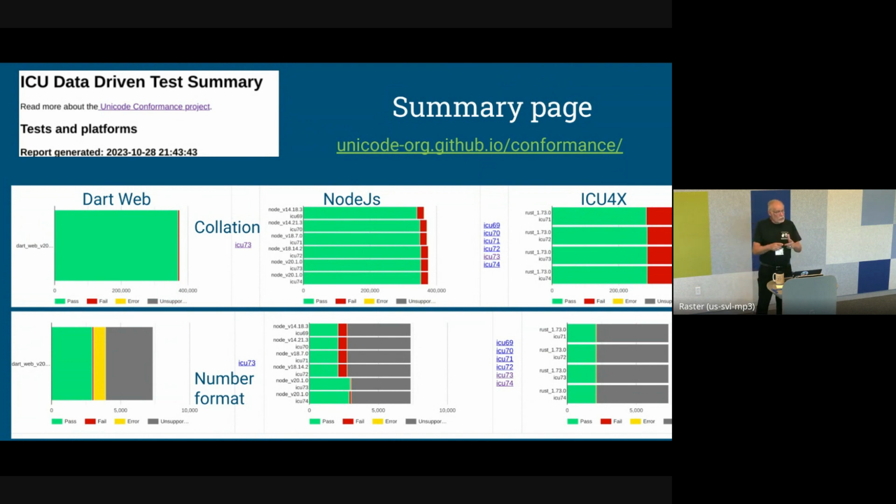But we want to take all those red bars and turn them either into green bars, which means we call the system correctly, or turn them into gray bars, which means, yes, they should work, but we don't yet have that information in this particular platform. And of course, we want to get rid of the yellow bars, which say, it isn't working.